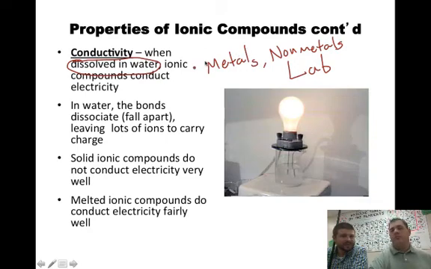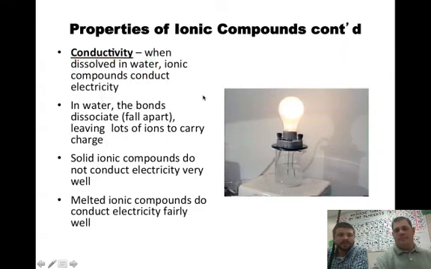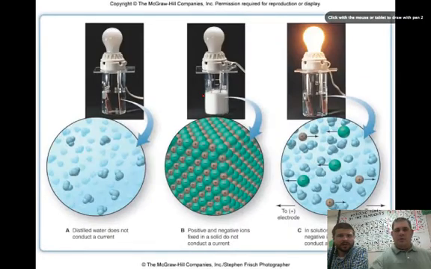Right, and we kind of looked at conductivity before in the metals, nonmetals, metalloids lab. So metals and nonmetals tend to have some conductivity, mainly metals. But when they come together, when they form with a nonmetal, then they are able to still conduct electricity. Okay, and here's just kind of a diagram.